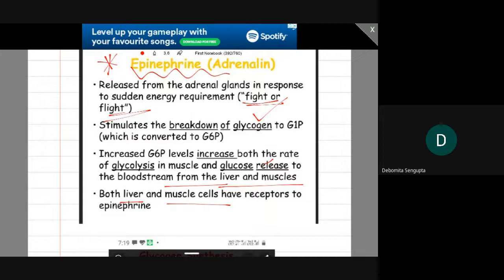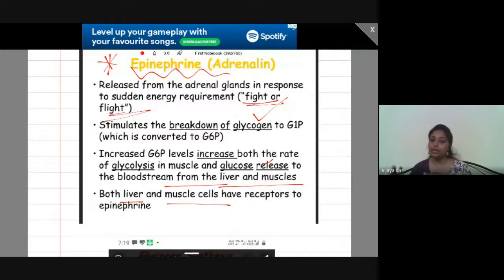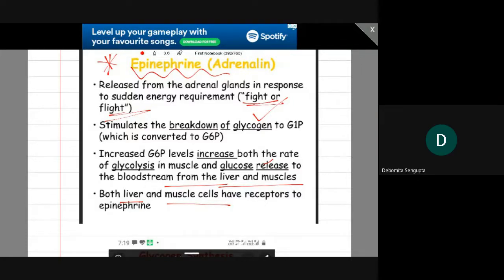Ma'am, during the exercise, the glycogen breakdown occurs. That's how we get our energy. First of all, the glycogen breakdown will start. That is from your liver, right? Yes.